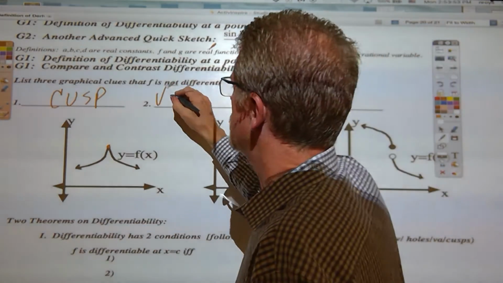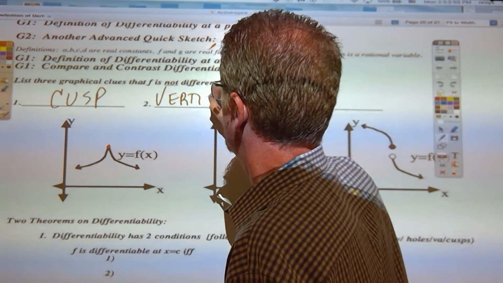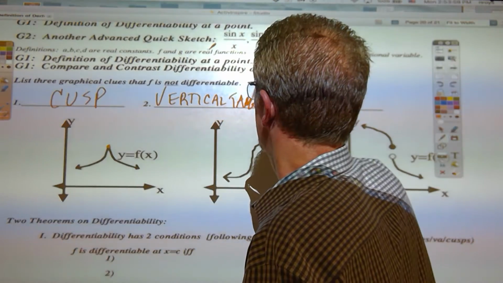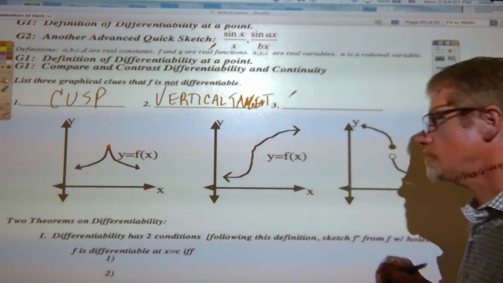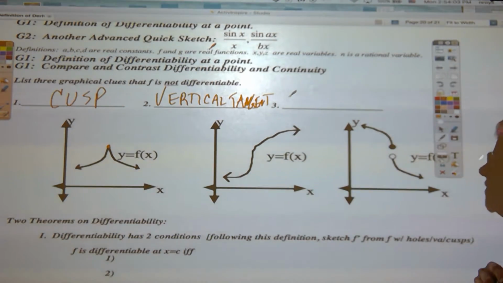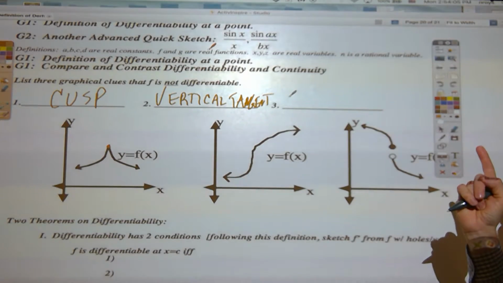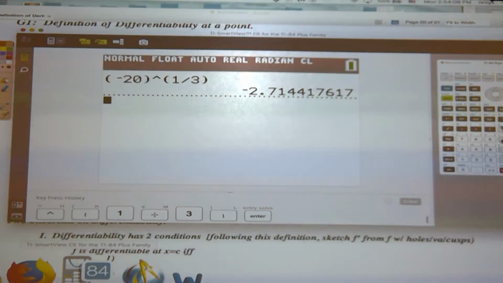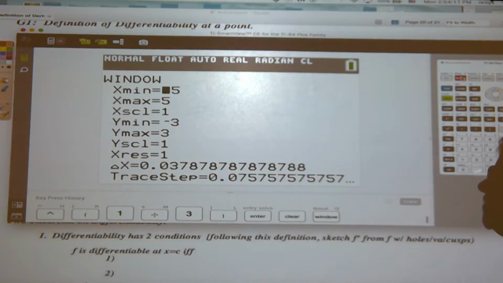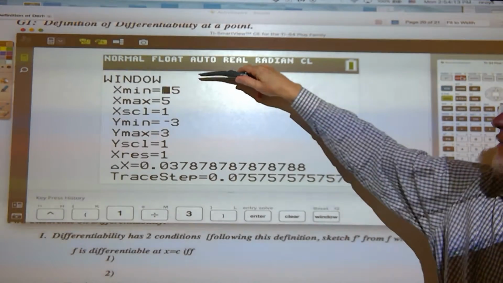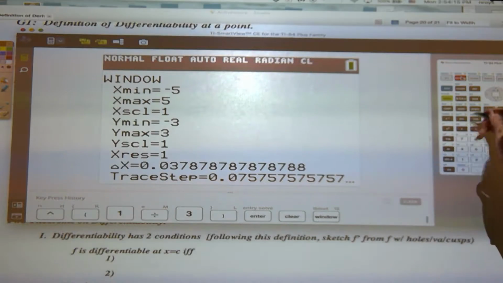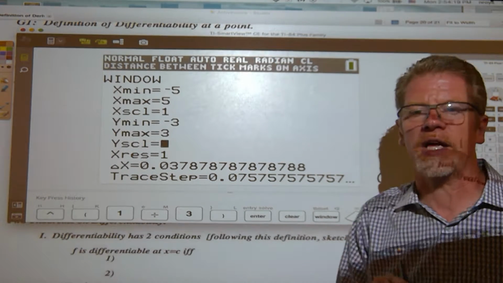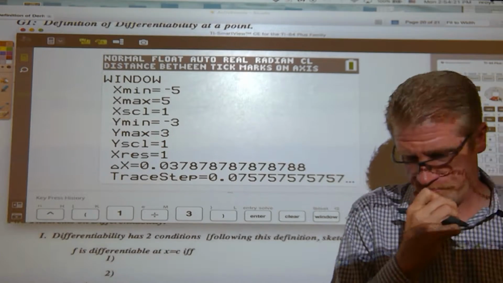2, a vertical tangent line. And by the way, vertical tangent lines can be seen with the help of a calculator. Go ahead and take out your calculator and set up the viewing window from -5 to 5 on the x-axis and from -3 to 3 on the y-axis.